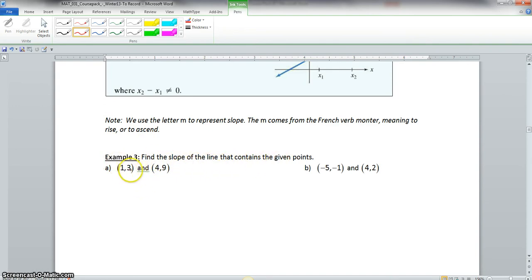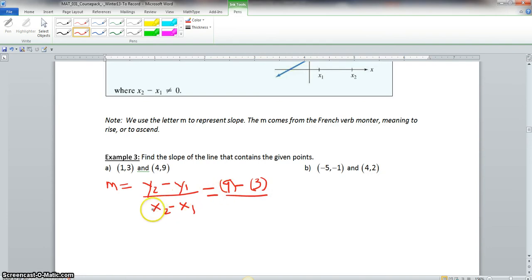Now, we have points (1, 3) and (4, 9). Now, we know our formula is m is equal to y sub 2 minus y sub 1 all over x sub 2 minus x sub 1. Now, what we have to do is substitute. We're trying to find the y in the second ordered pair, which is 9, minus the y in the first ordered pair, which is 3. And you know, I always put what I substitute in parentheses.